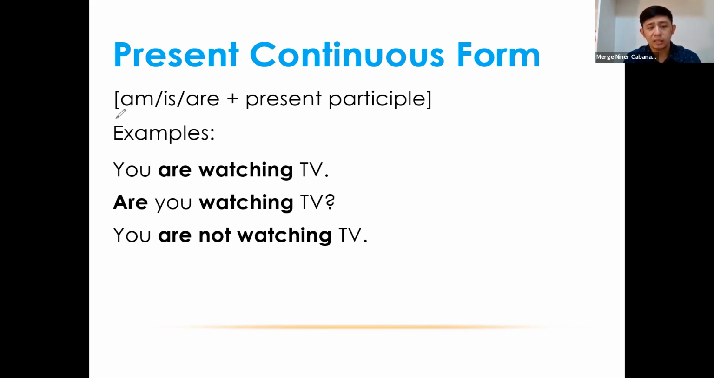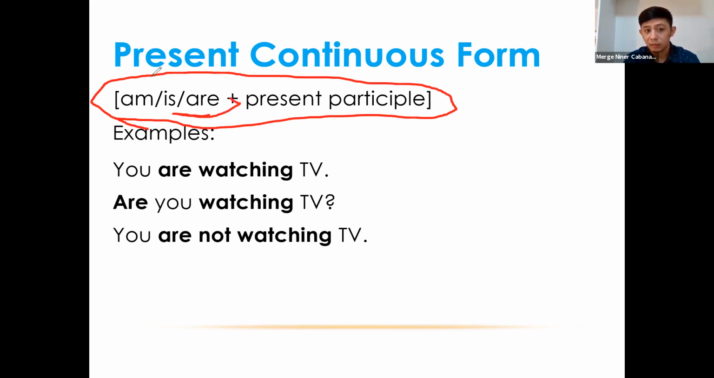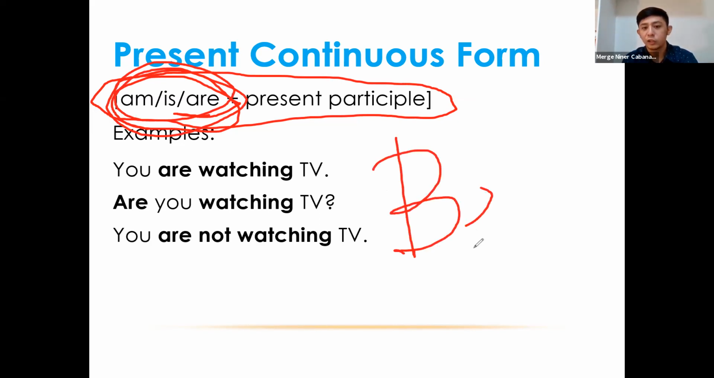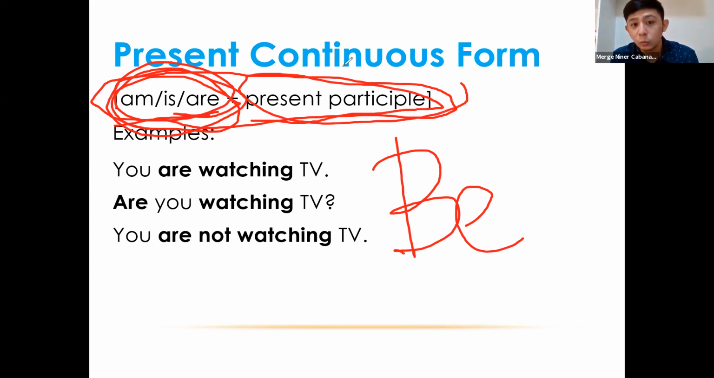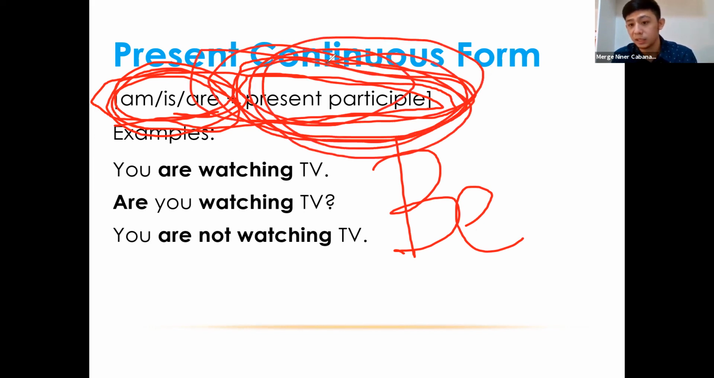On my next cover, this will be your am, is, and are. Take a look at that, the present form of your be verb. Again, you have your be verb, and your be verb is the infinitive form. If it is going to be the present form, you are going to use either am, a special case for the pronoun I, is for singular, and are for plural. And then we will be adding another verb that is in the present participle.